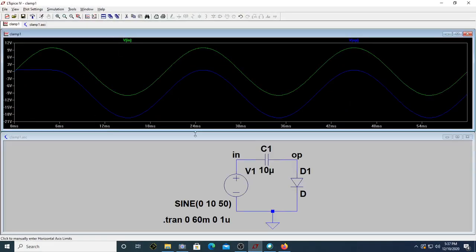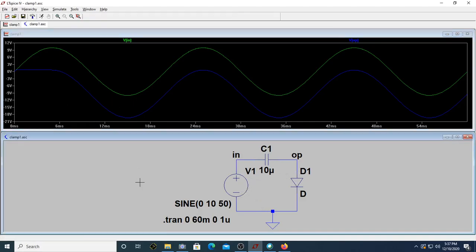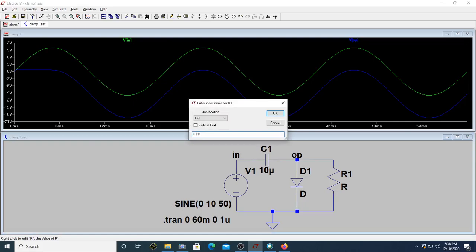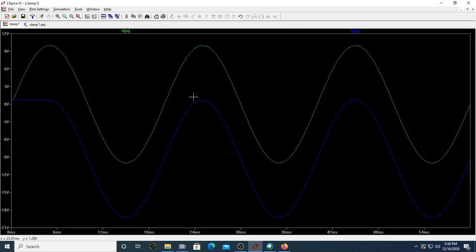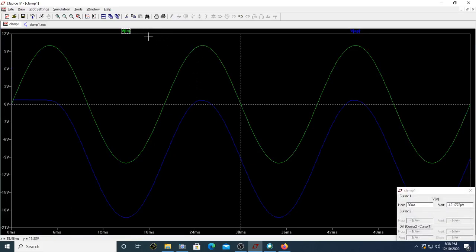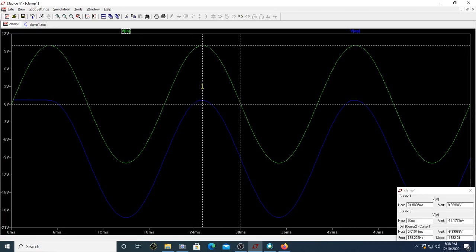Okay, this is for the first circuit where you have a diode here. Let me add a resistor here and make the connection. Let me make it equal to 100k. Do the simulation. If you see from this point, if you click, take one at this point and then you take the other one on the output.